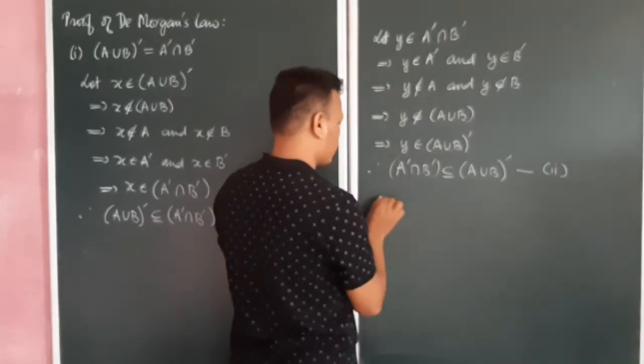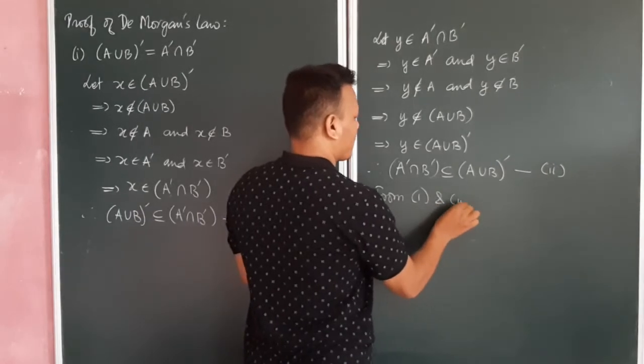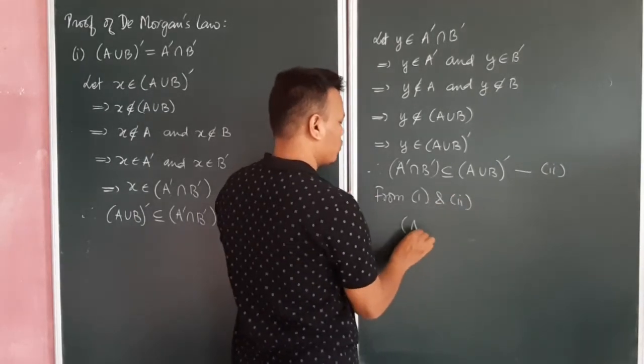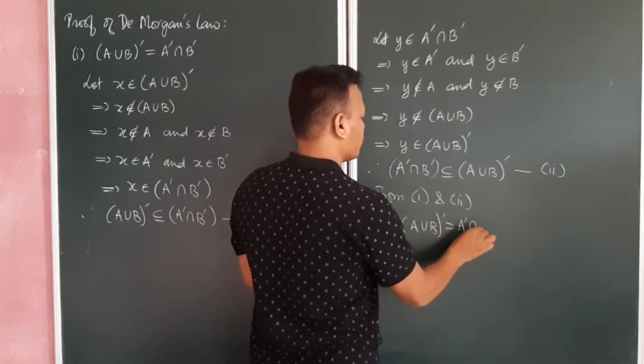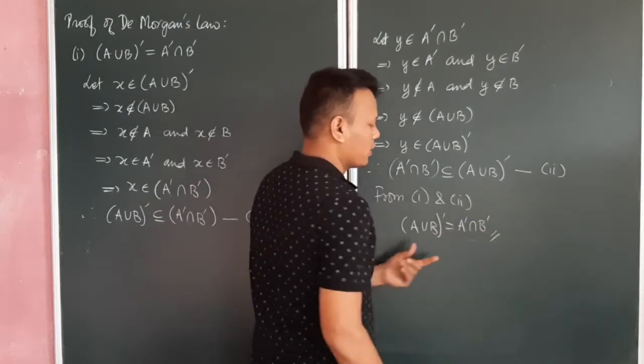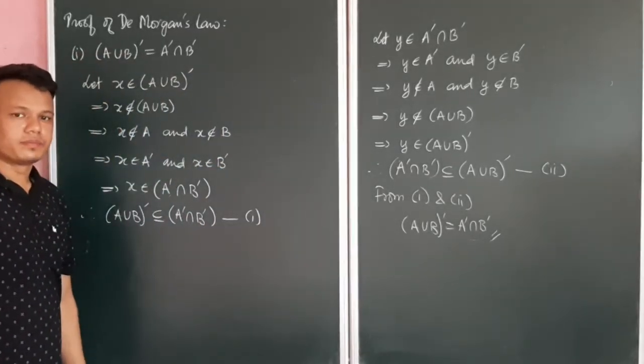So again, from 1 and 2, we show that A union B complement will be A complement intersection with B complement. So this is your De Morgan's law. Pause the video and note it down.